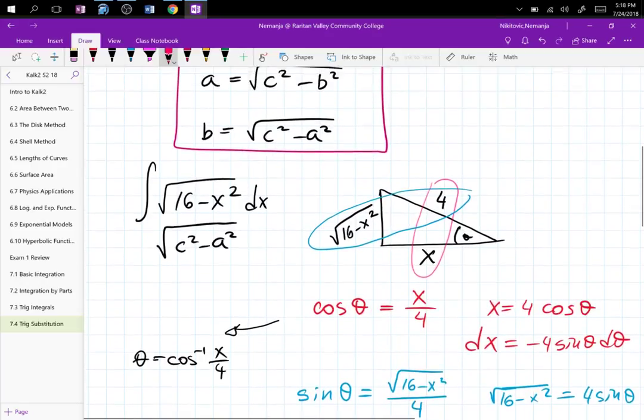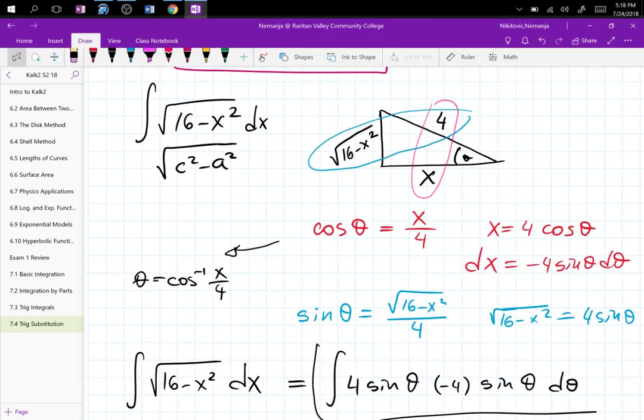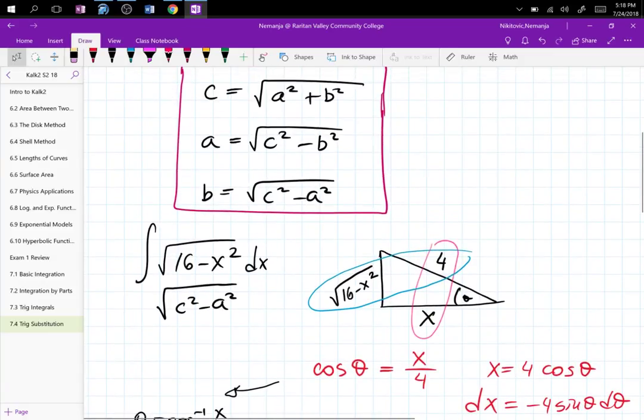Let's review from the start. You have your problem, and then you use the formulas up here. If there is a minus, right?